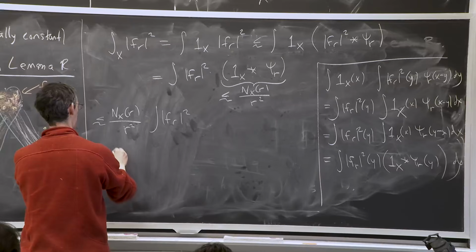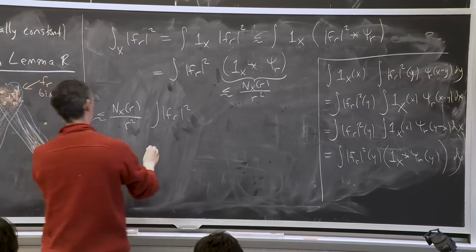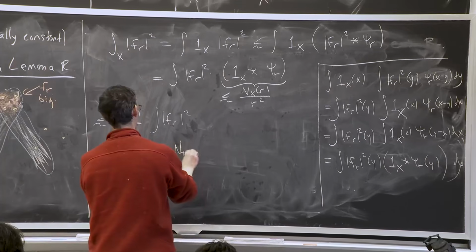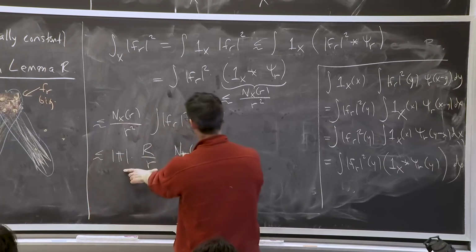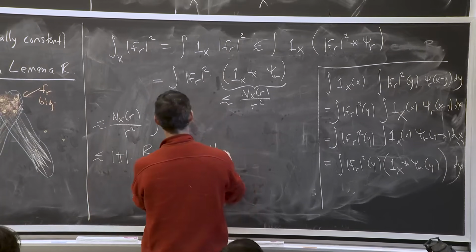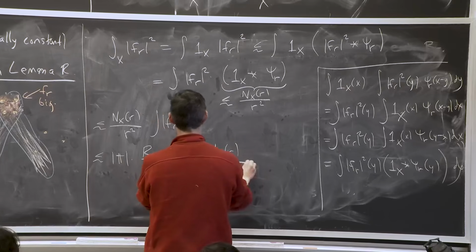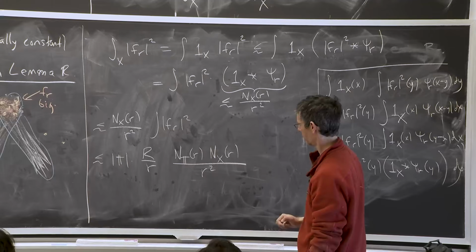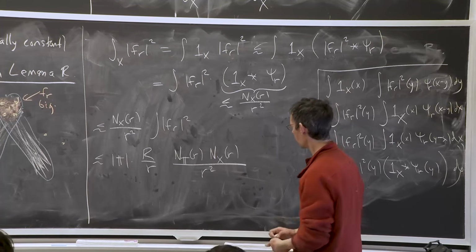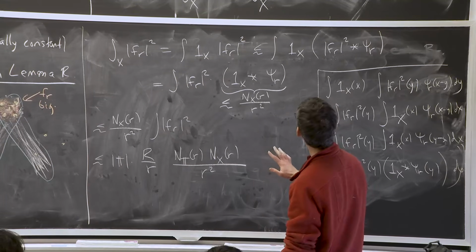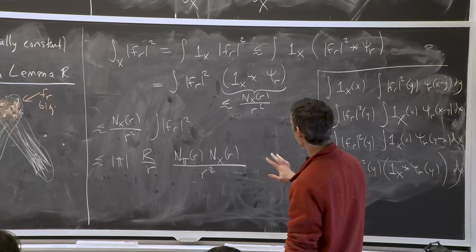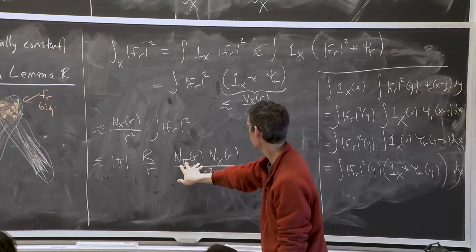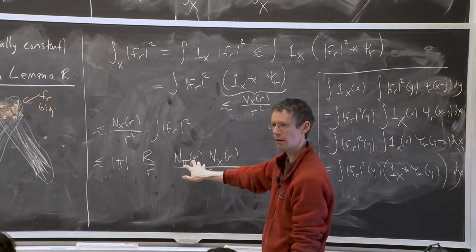So OK, we have number of tubes. We have big R over little r. We have n_T(r). That's this thing. Then we have n_X(r). And then we have r squared. OK, we are almost done. But what we have here is the number of tubes in a little r by big R tube.